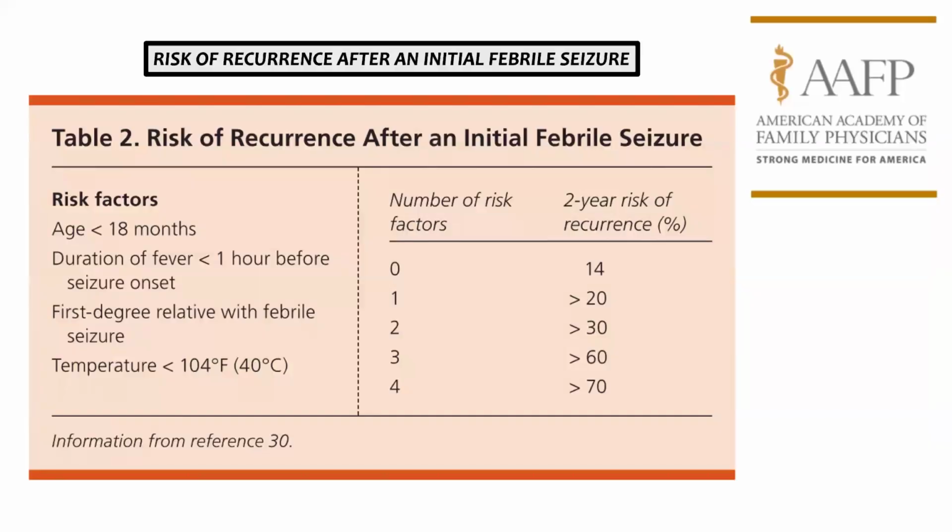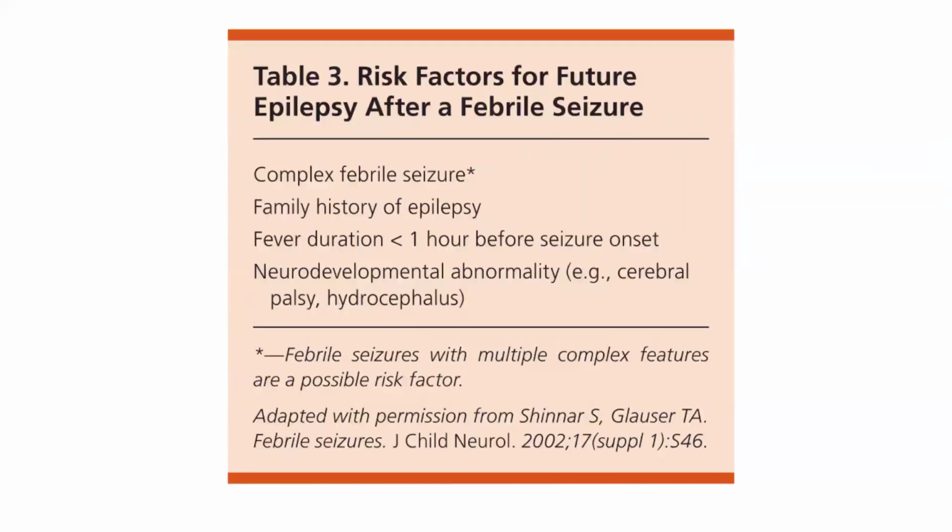Okay, this again is not of that importance, because this was previously a table for recurrence risk when you explain to the parents. So age less than 18 months and duration of fever less than 1 hour. For example, the child has fever and within less than an hour has a febrile seizure. That is again an increased risk. First degree relative and fever less than 104. This is not that important, but practically what is important is the first degree relative. If you have the family history, there's a higher chance of recurrence.